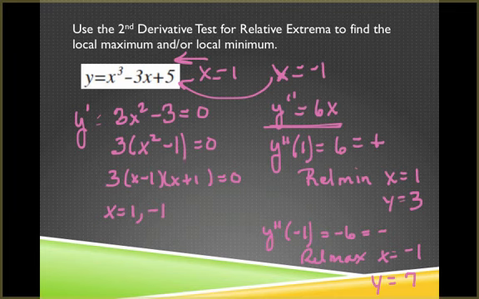Again, I just want to reiterate, you have to use your critical points to check for relative extrema. You can't just pick any point that you want and substitute in and get your relative max or min. It has to be your critical points.